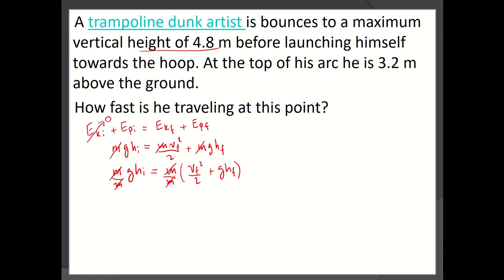So that's why, if you have the same term, the same variable in each term, you can just cross it out because it will end up reducing away. So then we're left with this simplified version of this equation. And because we care about how fast he's traveling, so we care about the final velocity, we now have to solve this for our v final, which means we need to move our g times our h final to the left. So let's do that.